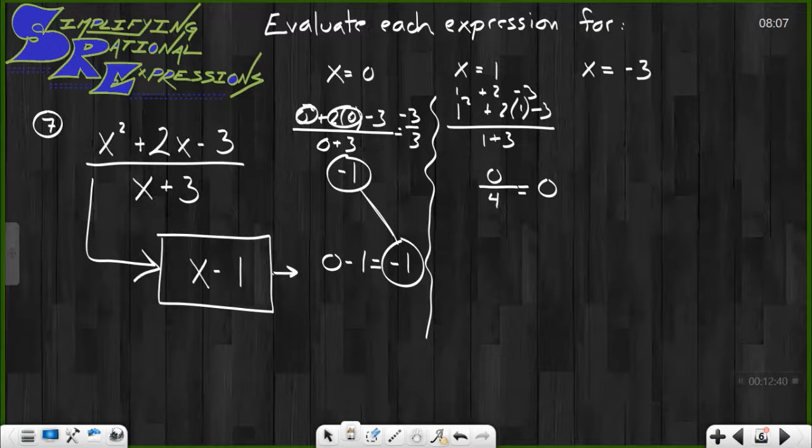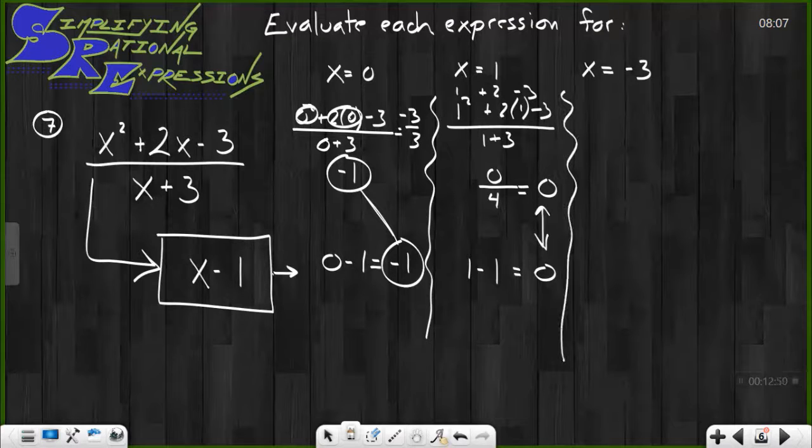All right, let's check down below here. What if I do 1 minus 1? I just put 1 in for x. 1 minus 1 is 0. Hey, those are the same. Therefore, it's working. Let's just test one more here.